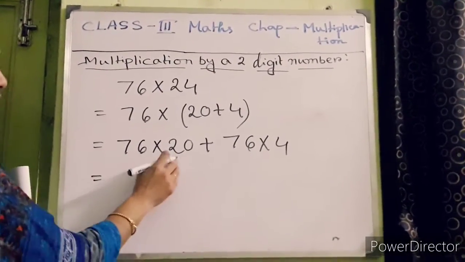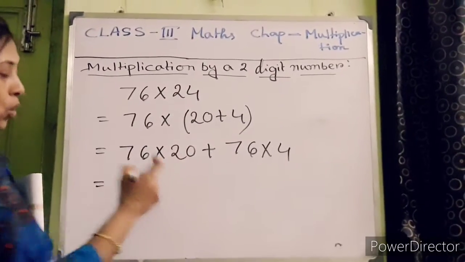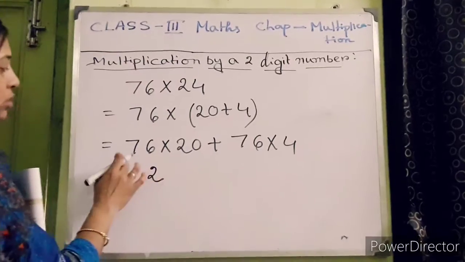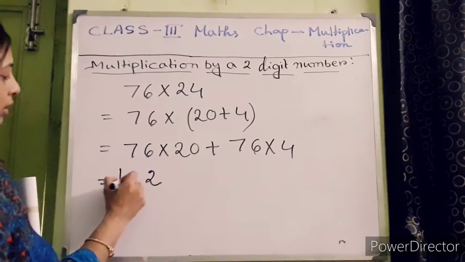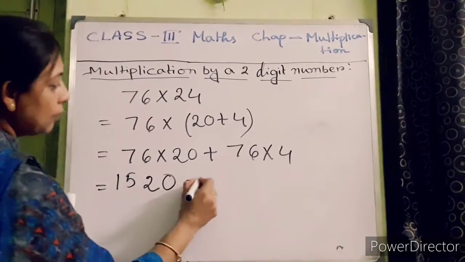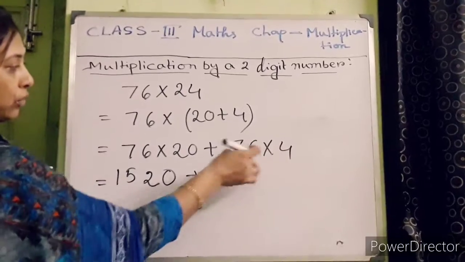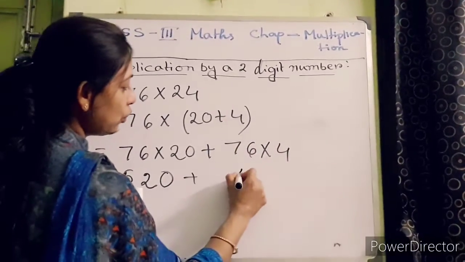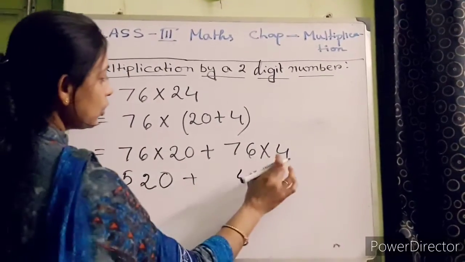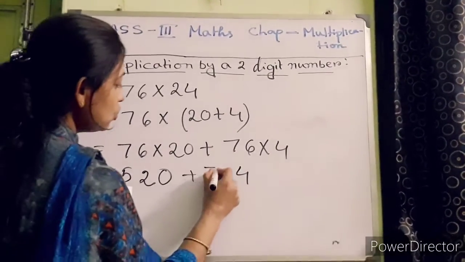Now 76 into 2, all of you know the table of 2. 2 into 6, 12. 1 is in your hand. 2 into 7, 14, 14 plus 1, 15. 1 0 is here, so put 0. After that, all of you know the table of 4. Now you multiply 4 with this number. 4 into 6, 24. 2 is in your hand. 4 into 7, 28. 28 plus 2, 30.